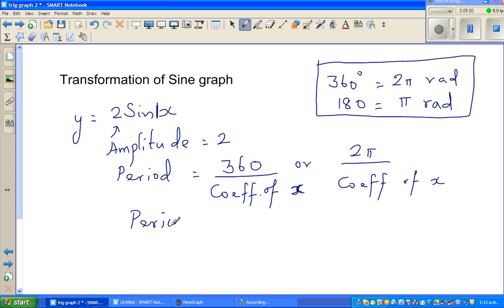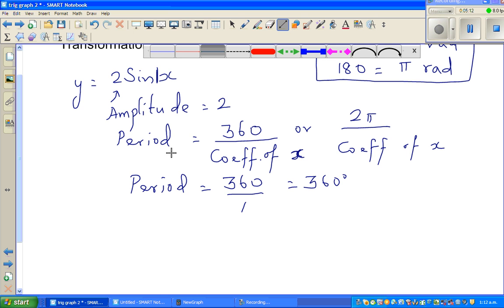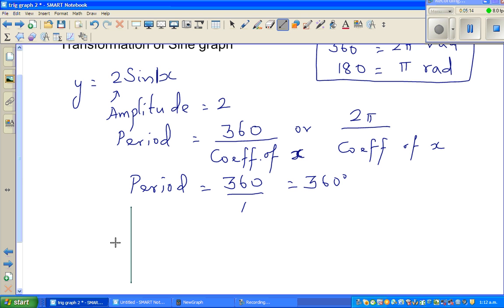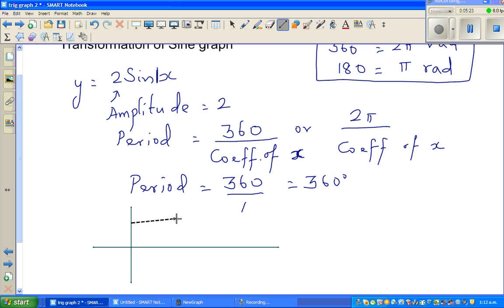So let us draw the graph first. That is 360 divided by 1, which is 360 degrees. So this is how I draw the graph. I draw the x-axis first. This is your y-axis. This is your x-axis. Then I'll draw the maximum and minimum. I know the amplitude is 1, so it will go 1 up and 1 down. This is not exactly to scale. So I can say this is 1, this is negative 1, and this is 0. Sorry, I made a mistake here. This is the maximum, this is the minimum.